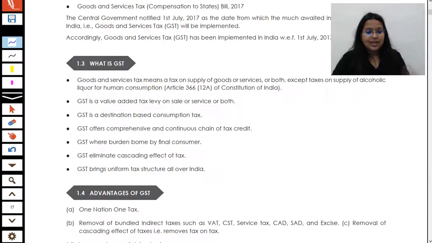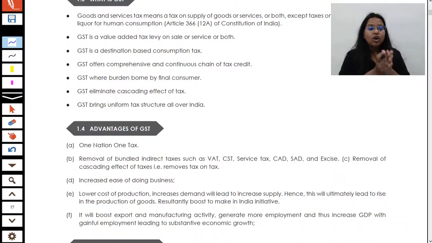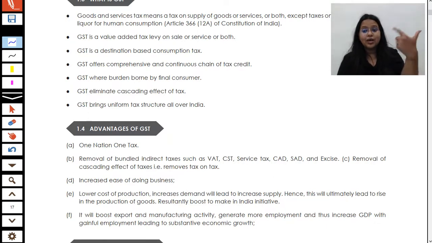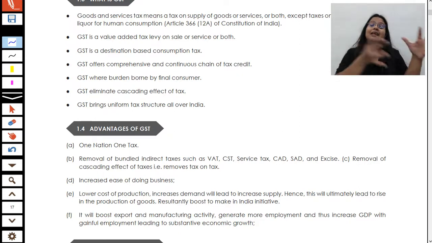Now let's start with what is GST. Students, for explaining GST, I am taking the help of an example. With the help of that example, you will be able to cover what is GST, what are the advantages of GST, what are the limitations of the previous indirect tax regime and all. Okay. Now before starting this, let me tell you one thing.